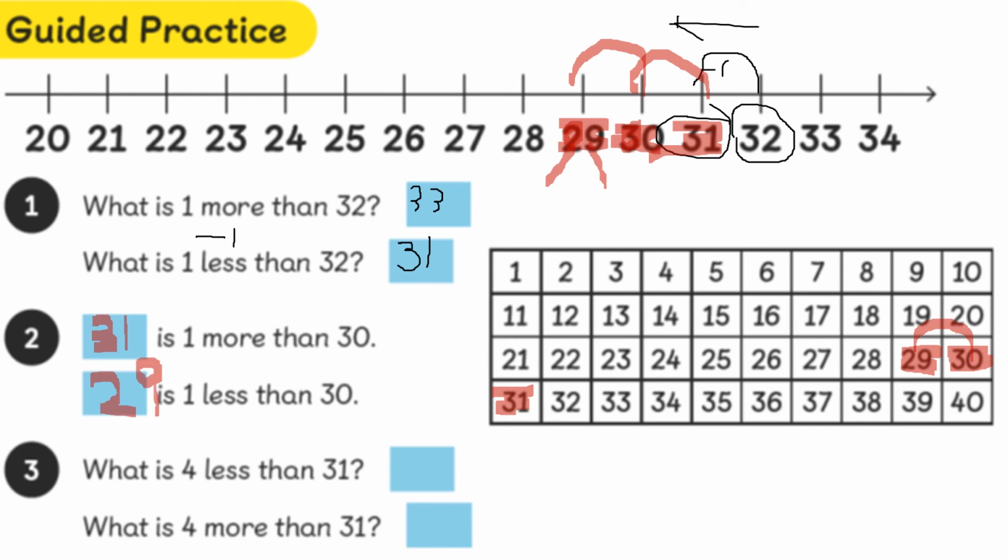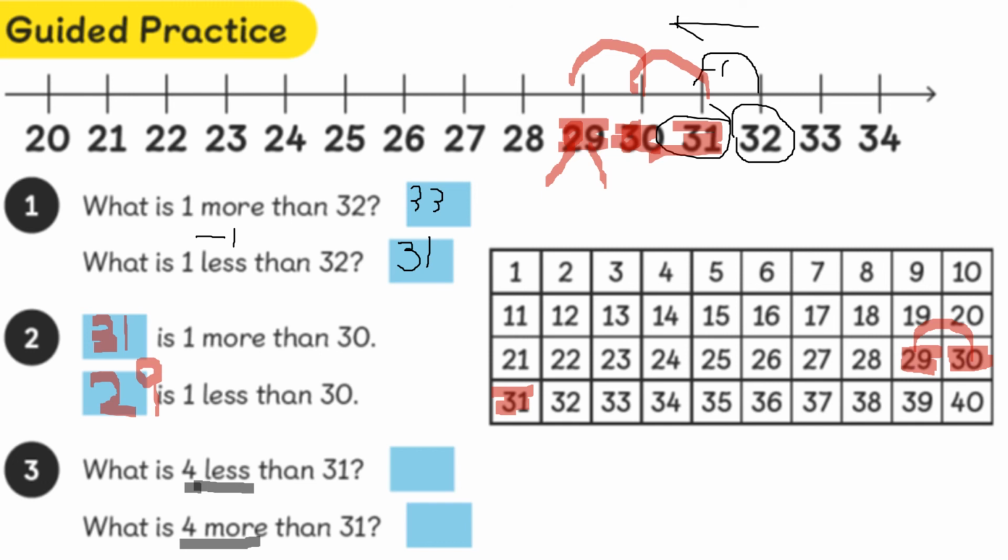Right, guys, have a go at this last one. And it says, what is 4 less than 31? 4 less than 31. And what is 4 more than 31? You have a go, guys. Did you do it, children? Did you have a go?